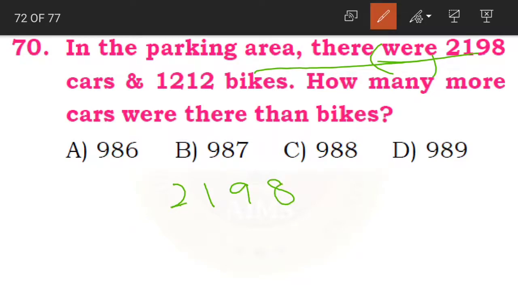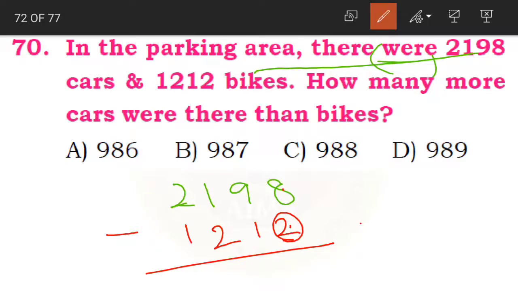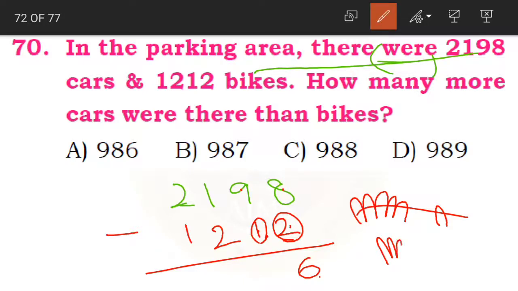2198. Let me take a darker ink. Yes, 1212. Now 8 minus 2. Keep 2 in mind. After 2 you have 3, 4, 5, 6, 7, 8. How many fingers? 6. So again 9 minus 1. Keep 1 in mind. After 1 you have 2, 3, 4, 5, 6, 7, 8, 9. How many? 8. So 9 minus 1 is equal to 8.